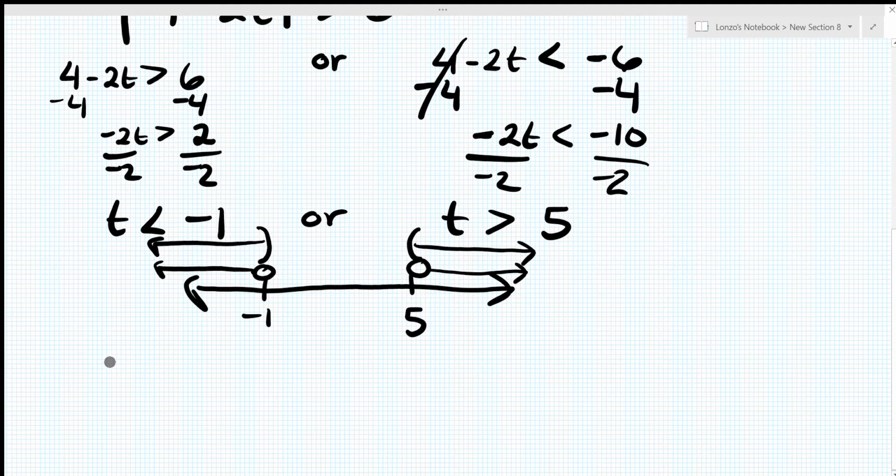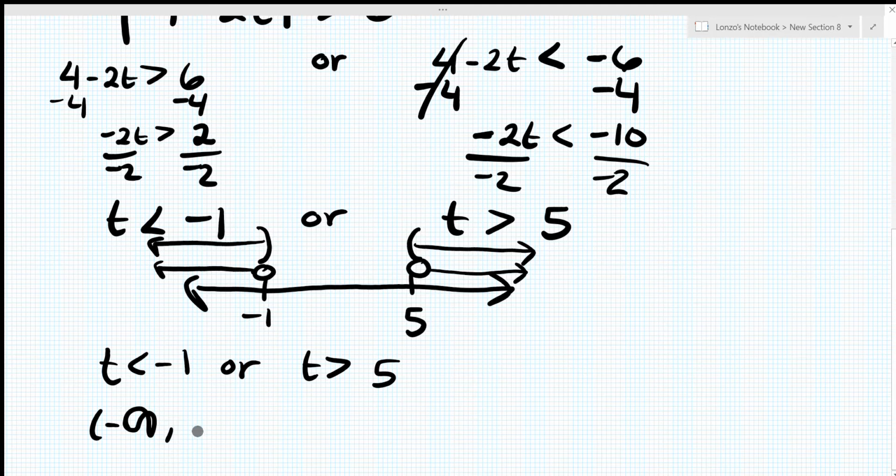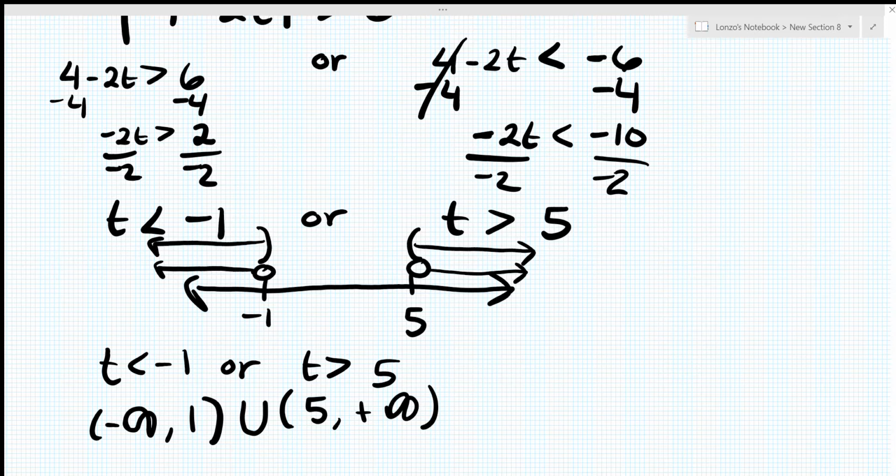Now, what you're saying is t is less than negative 1 or t is greater than 5. And then if you want to put it in boundary form, it's going to be from negative infinity to what? Negative 1, right? And we're going to use a parenthesis, not a bracket. And then we're going to do a union from 5, parenthesis 5, to positive infinity. And then you're going to use a parenthesis. So that's how you solve this absolute value inequality.